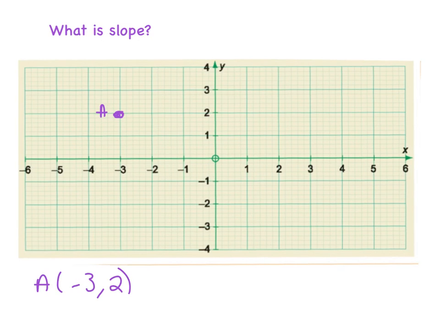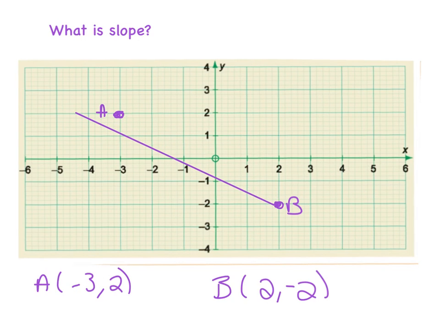And I'm also going to select the point B, which is here, and B is the point along as far as 2, down as far as -2. So it is 2, -2. Okay, what we've looked at so far is taking these 2 points, A and B, and connecting them. So you can see I have connected them, and that is now the line AB.